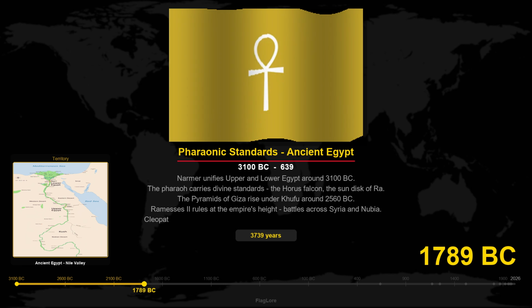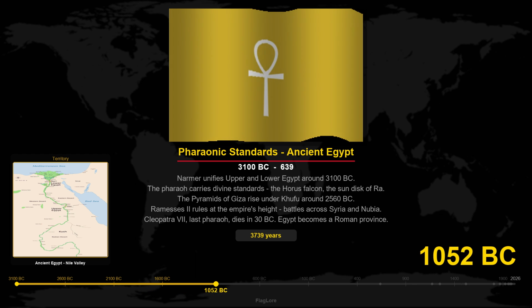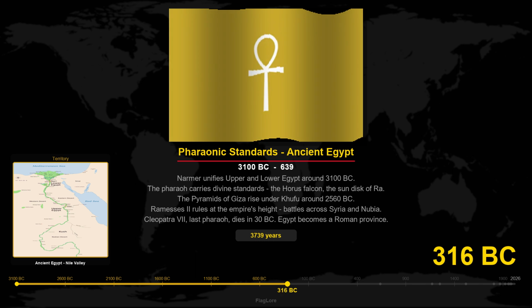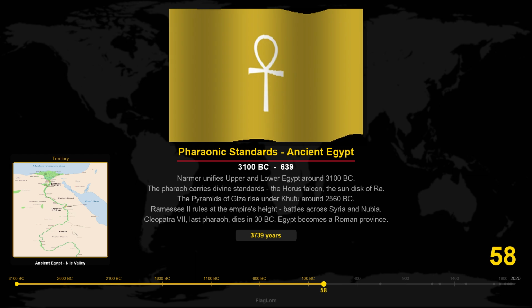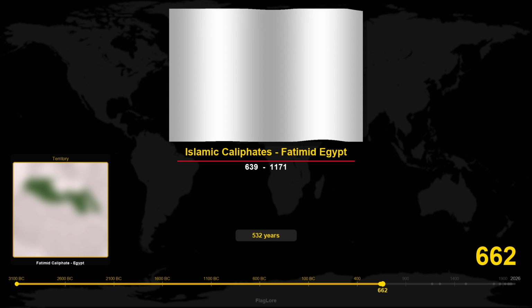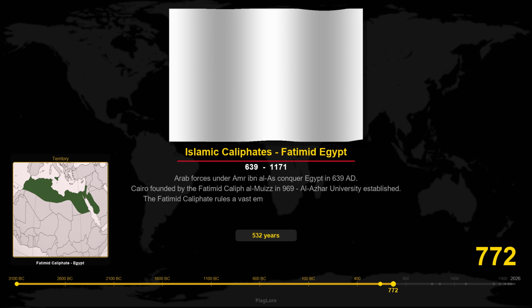Our journey begins around 3100 BC when Nasser unified Egypt. The pharaohs carried divine standards, like the Horus falcon and the sun disk. During this era, the magnificent pyramids of Giza were built, and the empire reached its absolute peak under Ramesses the Great. In 639 AD, Arab forces conquered Egypt.